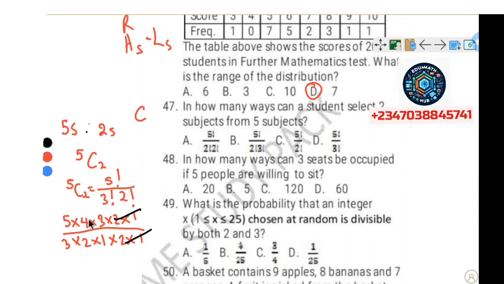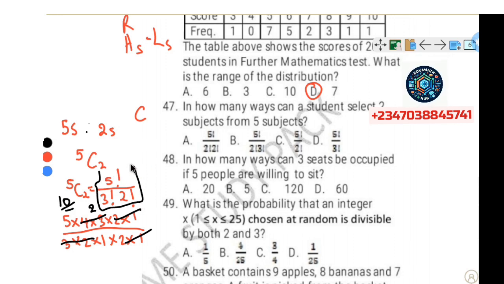And 4 times 3 is 12. So this one cancels out, so this one will give you 2 here. So 2 times 5 will give you 10. So there are 10 ways for the student to select 2 subjects from 5. But actually the options are not even in evaluated form. The options are in factorial form. So you can see that this is the answer here, 5 factorial over 3 factorial, 2 factorial. So that is B. So we go to B.